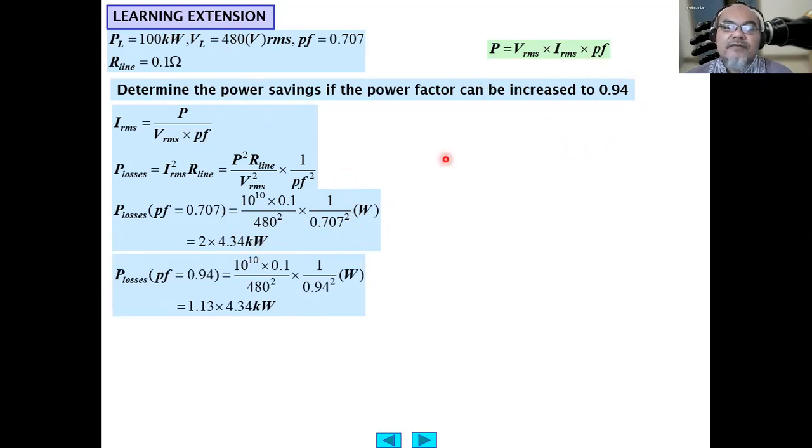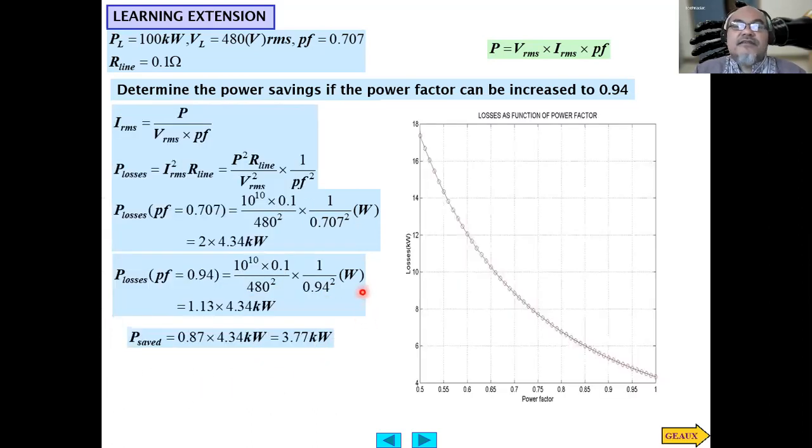When the power factor is increased to 0.94, we calculate again the power loss at the transmission line. So now it will be smaller, only 1.13 times 4.34 kilowatt. The saved power will be 2 minus 1.13 times 4.34 kilowatt, or 0.87 times 4.34 kilowatt, so equals 3.77 kilowatt. So quite a significant saving.